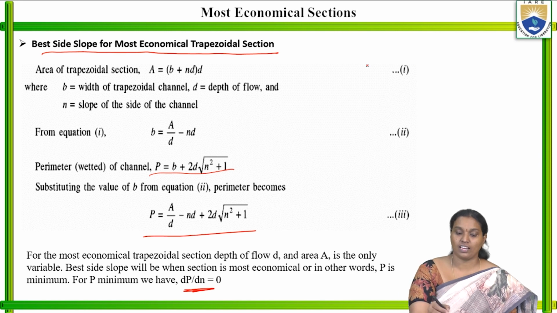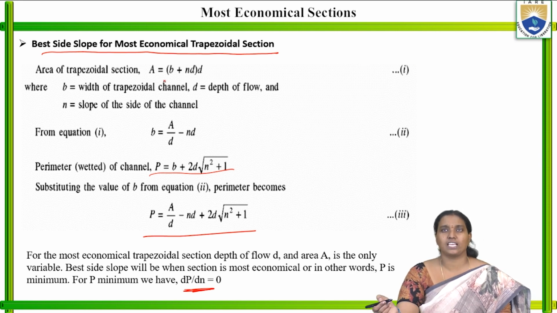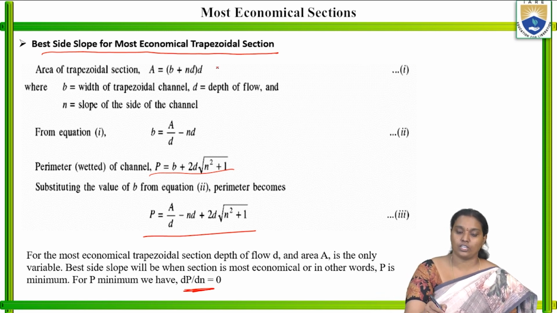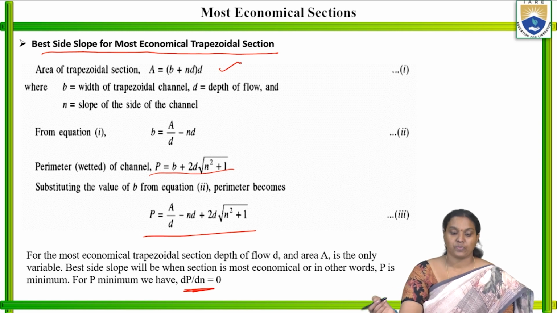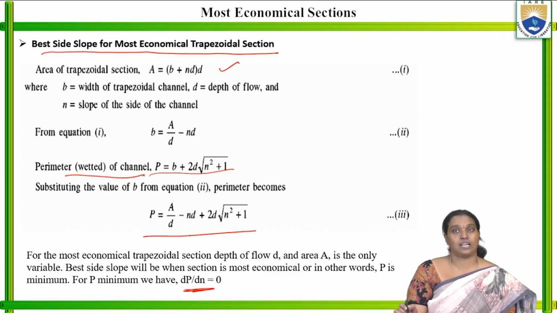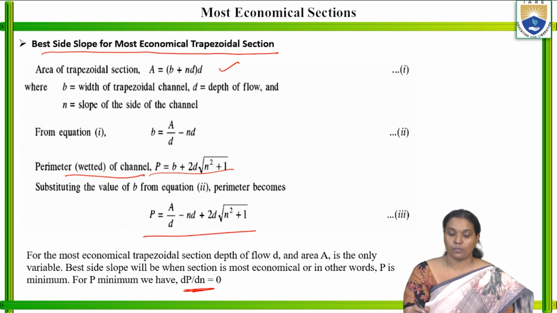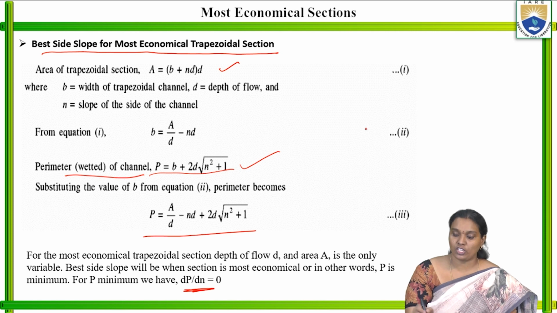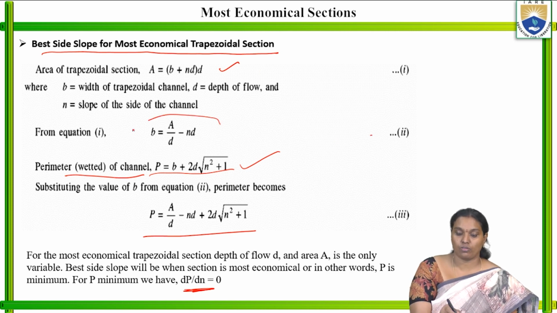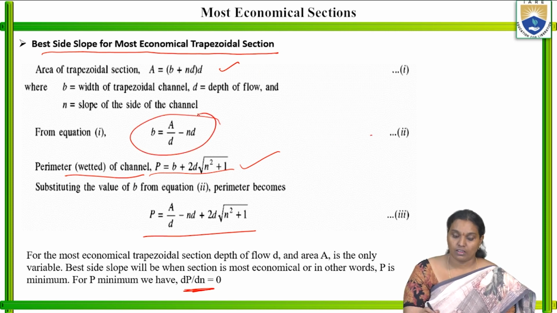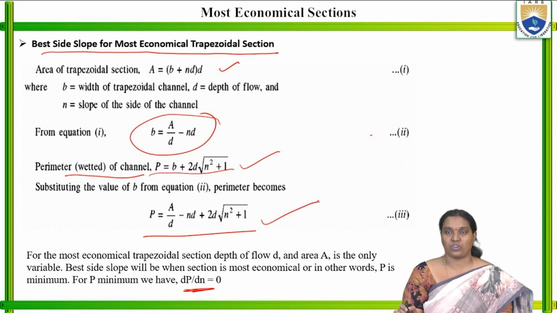These are the equations we already know. This is equation 1: the area of the trapezoidal section A is equal to B plus nD, whole into D. Similarly, the wetted perimeter of the channel P is equal to B plus 2D root n square plus 1. Substitute B from equation 2. Already we know this equation. So finally, this is equation 3.